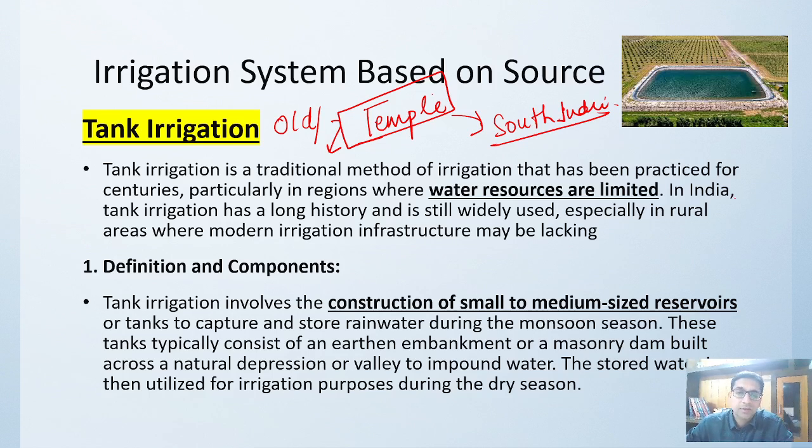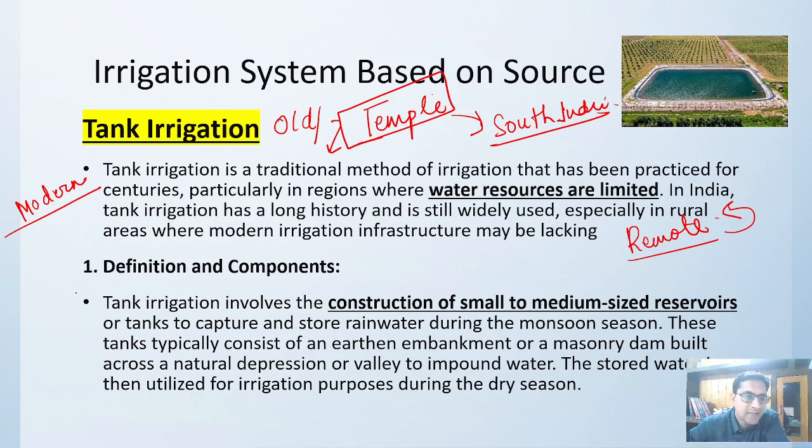wherever the modern technologies of irrigation are not there, especially in the rural or very remote areas, people are still practicing tank irrigation to a very large extent. Because they do not have modern irrigation systems, people are utilizing these tank irrigation systems right now, and they are widely used in southern India, northern India and eastern India. So let's see some definitions and concepts related to this tank.